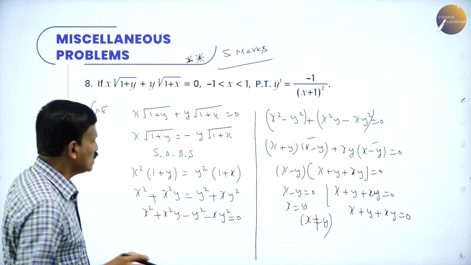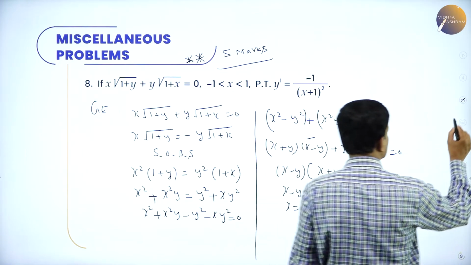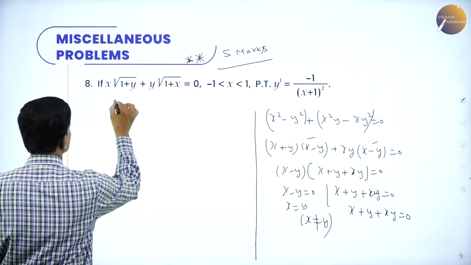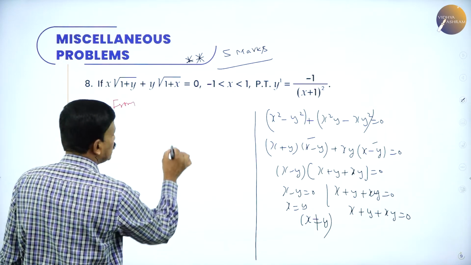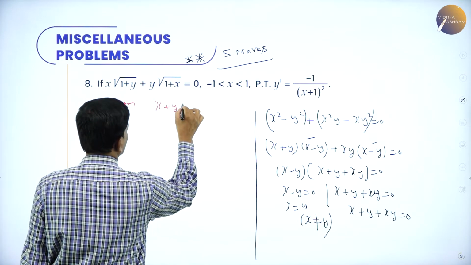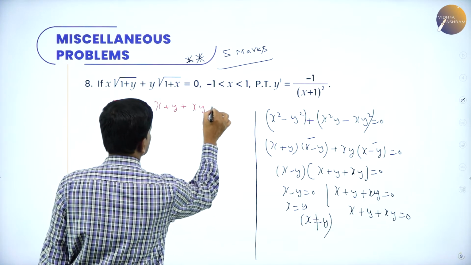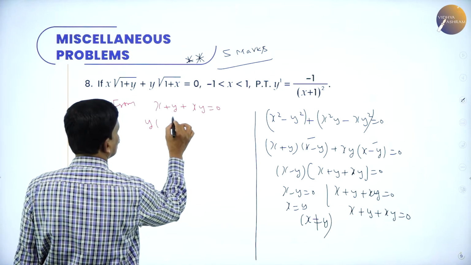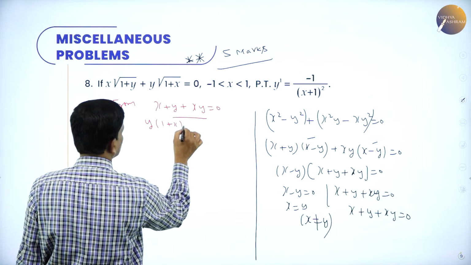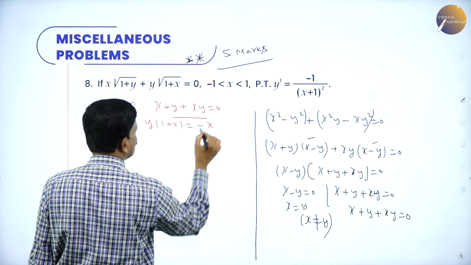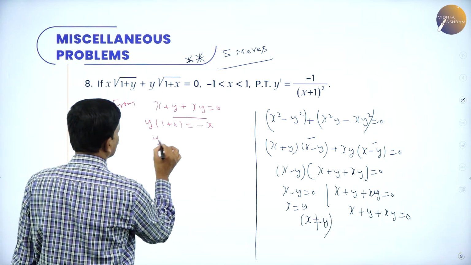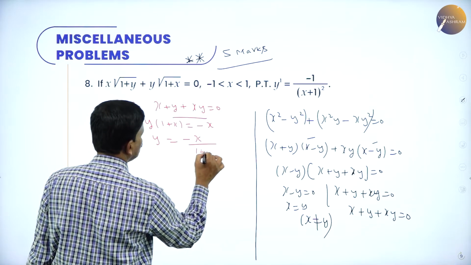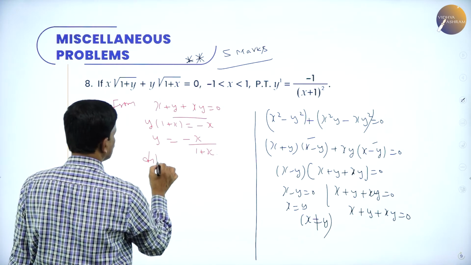Hope you followed this. I will rub this. I am going to solve this. From this, x plus y plus xy is equal to 0. Now make this as one group. Y, you can take y common factor: y into 1 plus x is equal to minus x, or y is equal to minus x by 1 plus x. Now differentiate this.